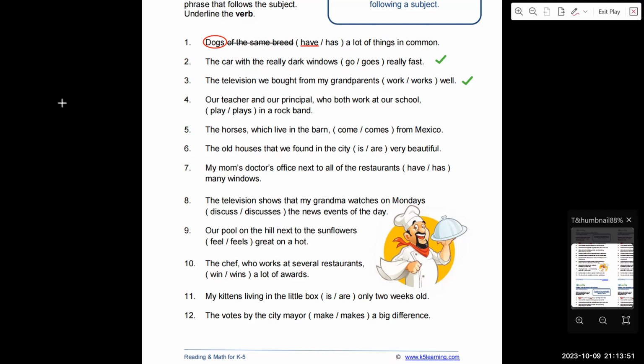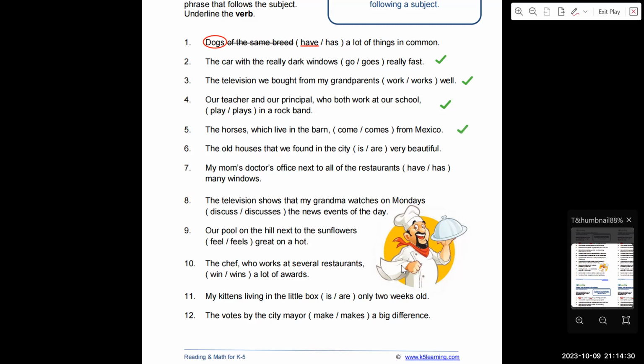Our teacher and our principal, who both work at our school, play in a rock band. Without S, right? No S. Okay, correct. Because our teacher and our principal, too. Number 5. That's correct. The horses which live in the barn come from Mexico. Okay, that's correct. Good job.